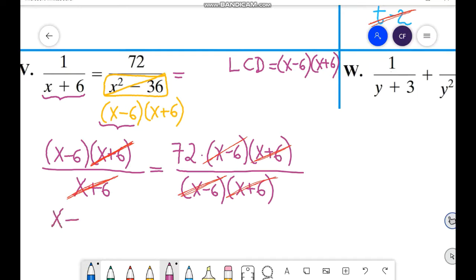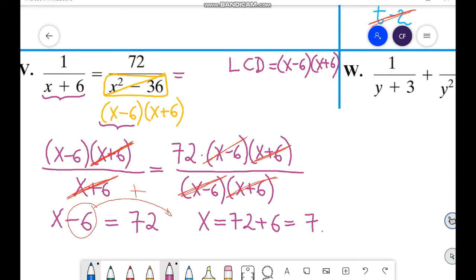x minus 6 is the only thing left on the left hand side of the equation, and 72 is the only thing left on the right hand side of the equation. Move this negative 6 to the other side, change the sign to positive, and then x equals 72 plus 6, 78.